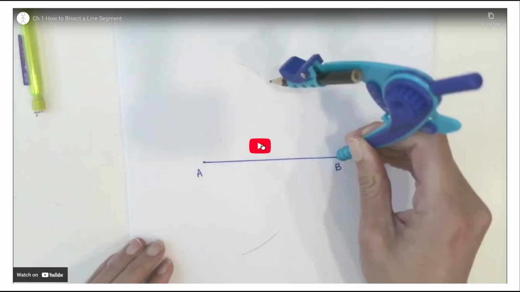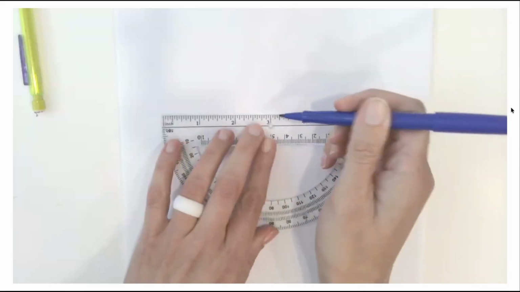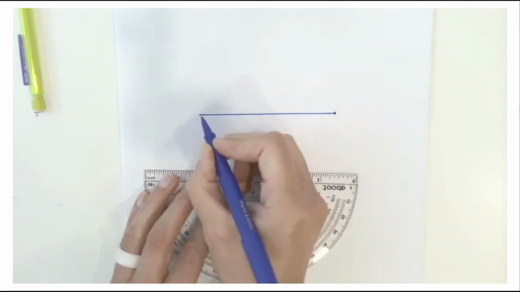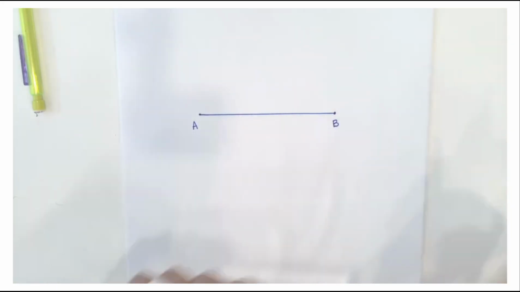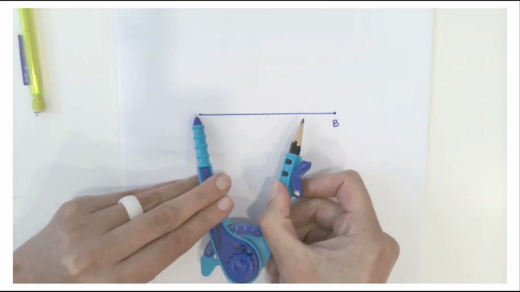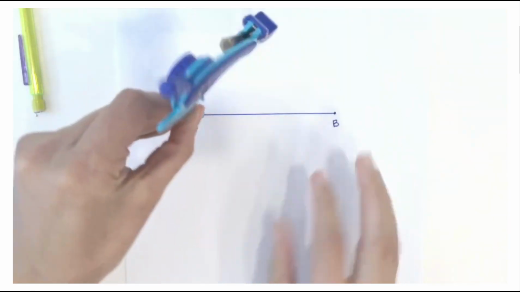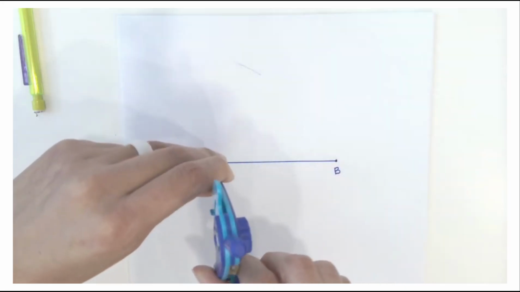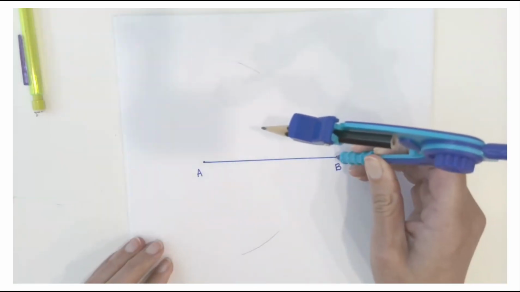Let's remember how to bisect a line segment. Okay, let's see how to bisect a line segment. So first you start off with a line, you put your endpoints, you label them, then you want to open up your compass to a distance that is about 3/4. Plant that in here. You're going to make an arc at the top, and while it's still connected to the bottom, make an arc at the bottom.